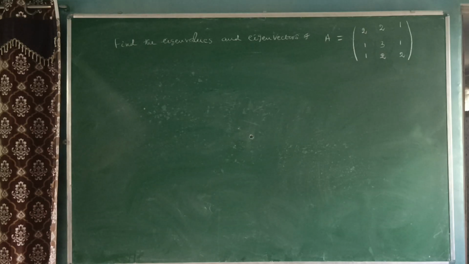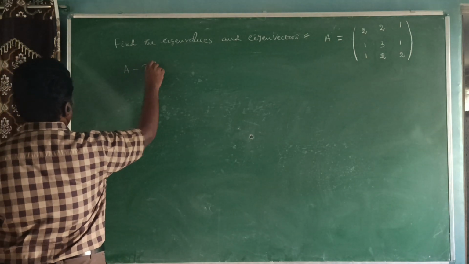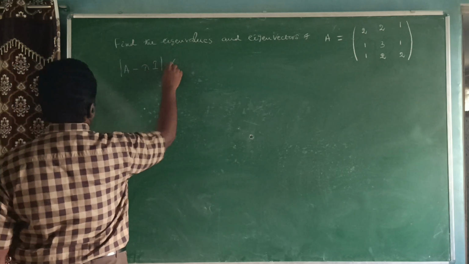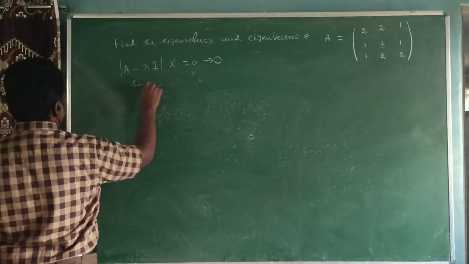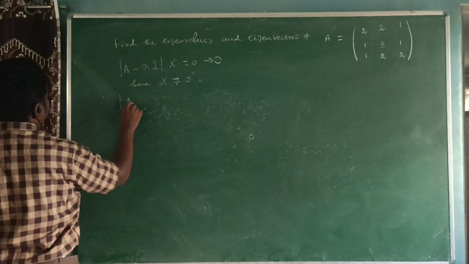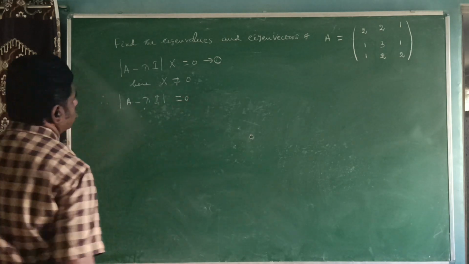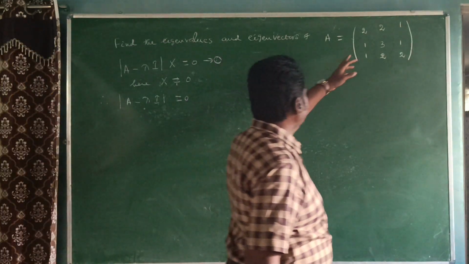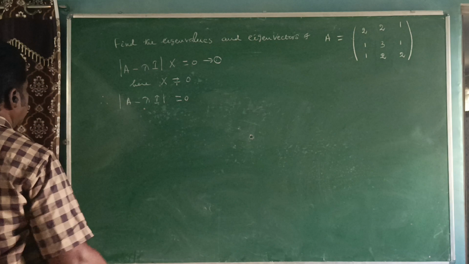A matrix is given to you. We have to find out the eigenvalues and eigenvectors of the given matrix. You know the characteristic equation: determinant of (A minus lambda I) multiplied by x equals 0. Here x is not equal to 0. Therefore, determinant of A minus lambda I equals 0. We just have to subtract lambda from the principal diagonal elements and then take the determinant.